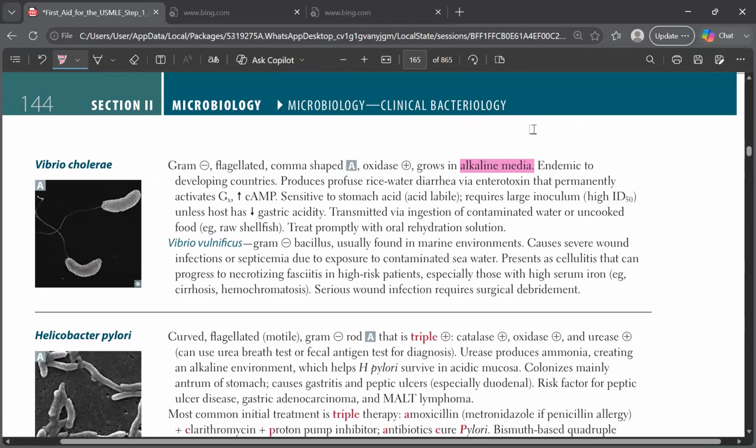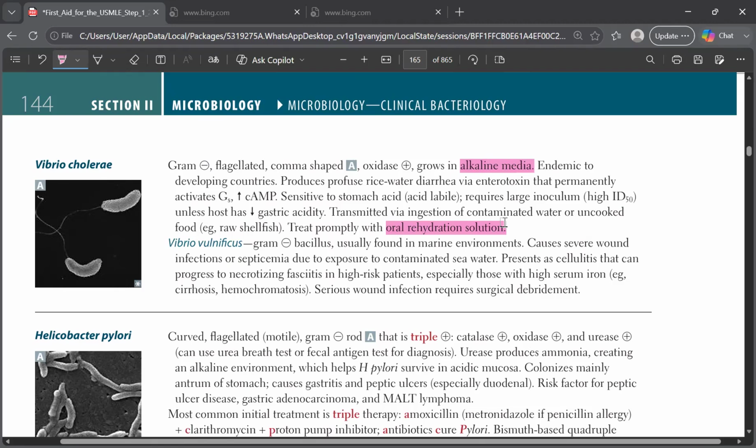It is endemic to developing countries. It produces profuse rice water diarrhea by enterotoxin that permanently activates Gs. It increases cyclic AMP. It is sensitive to stomach acid, so it is acid labile and requires large inoculum, just like Salmonella. Unless host has decreased gastric acidity, it is transmitted by ingestion of contaminated water or uncooked food, for example raw shellfish, and is treated promptly with oral rehydration solution. So oral rehydration solution is very important in Vibrio cholera.